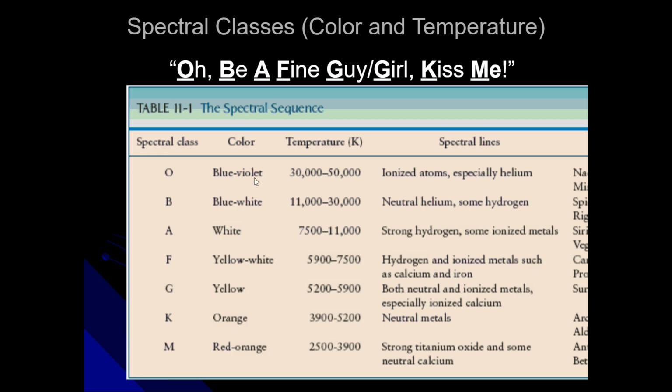So O stars are going to be your blue violet. They're going to be the hottest temperatures. Your M stars are going to be your coldest temperatures. Our sun is a G2 star. Okay, so that sits at the upper end of the G. The smaller the number after the letter, the higher the temperature. So we're fairly close to being an F star.